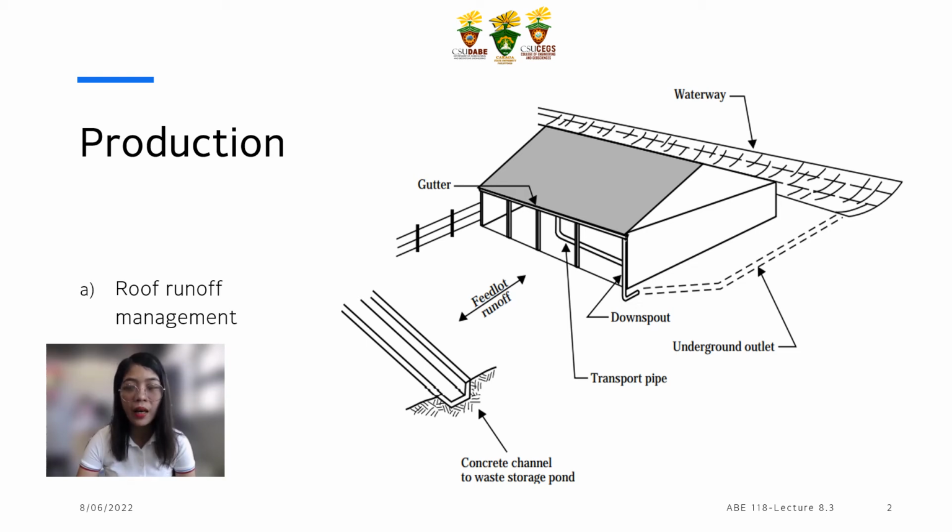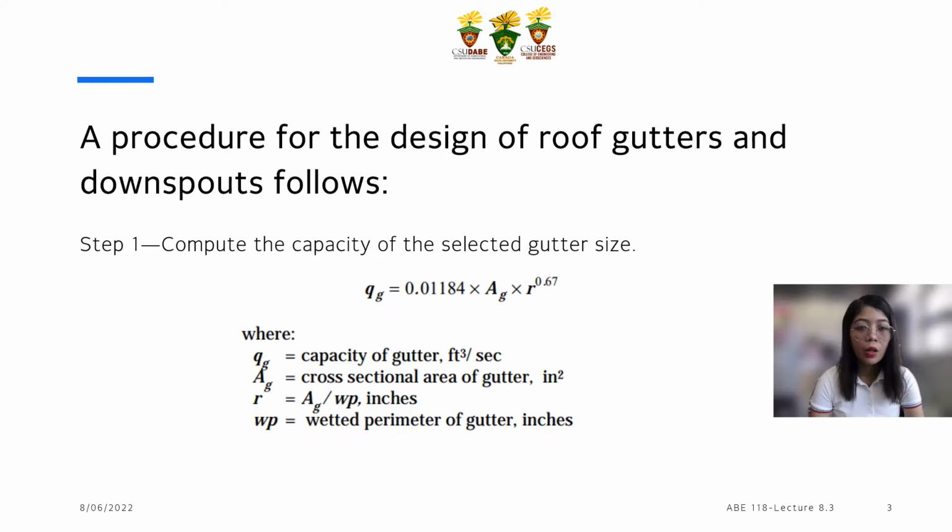There is an area of roof that can be served by a gutter and a downspout, like in the figure earlier. The downspout system is controlled by either the flow capacity of the gutter, which is called channel flow, or the capacity of the downspouts, which is called orifice flow. The gutter's capacity may be computed using the Manning's equation. Here we have a procedure for the design of roof gutters and downspouts.